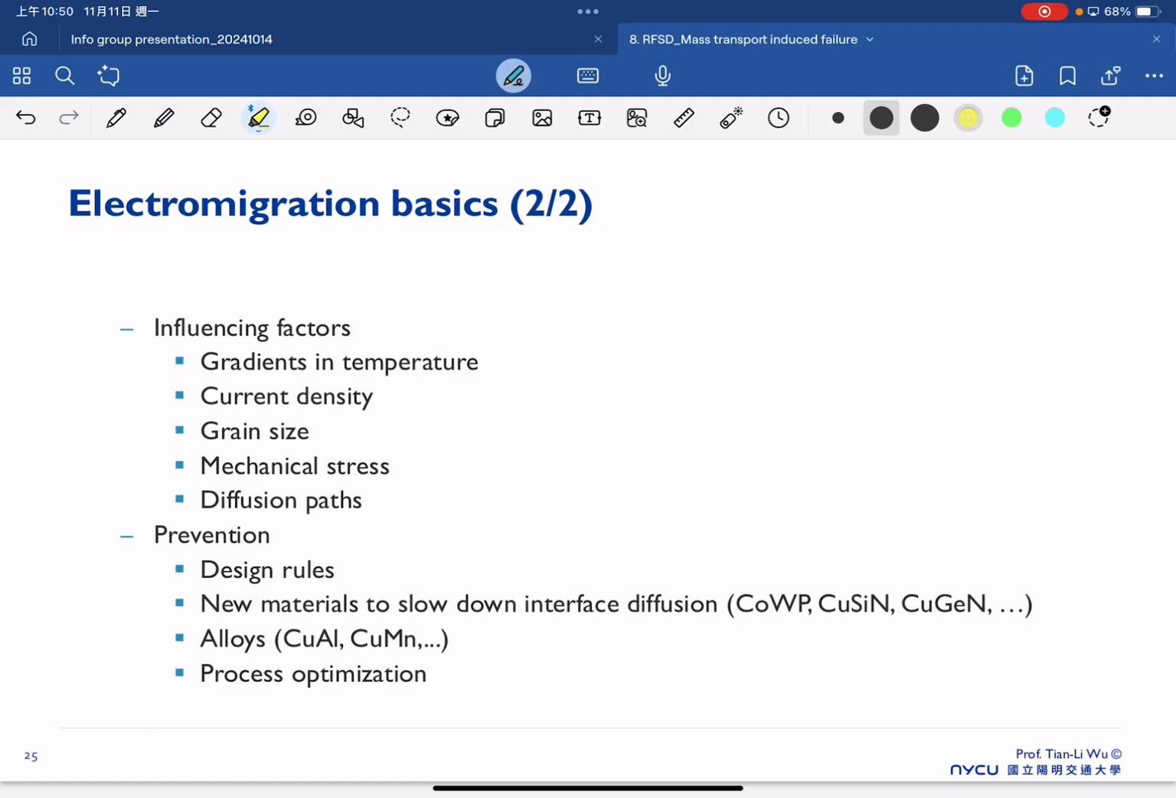And some of the prevention measures are shown here. First one, for example, design rule: if you can enlarge the pitch, or you can avoid the region that can cause the hillock, then probably you can save your interconnection line from the influence of electron migration. Or use new material to slow down the interface diffusion.